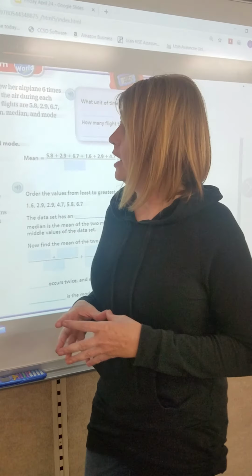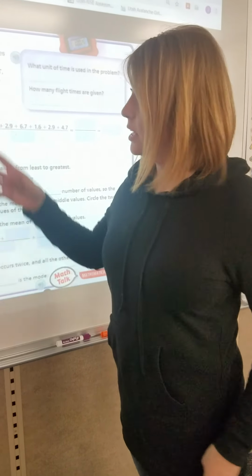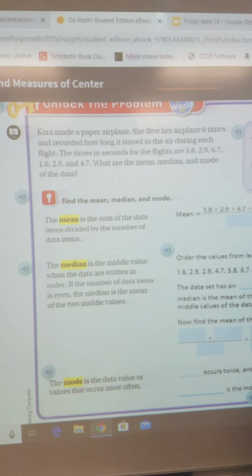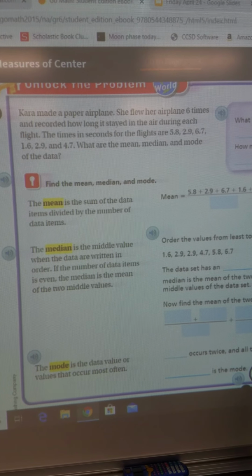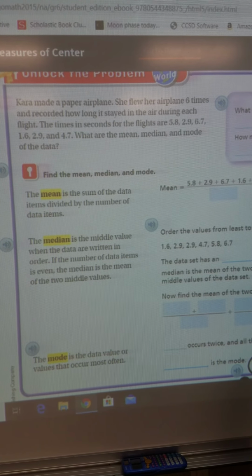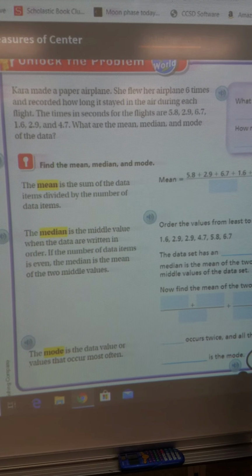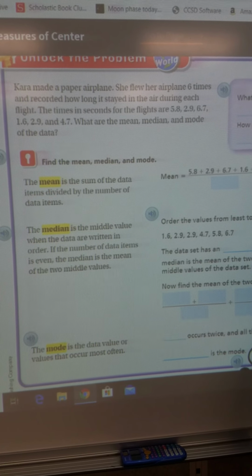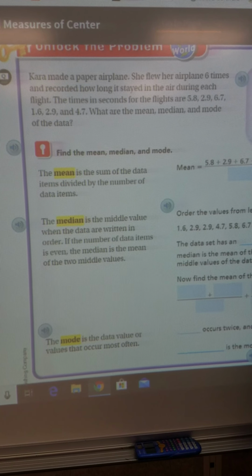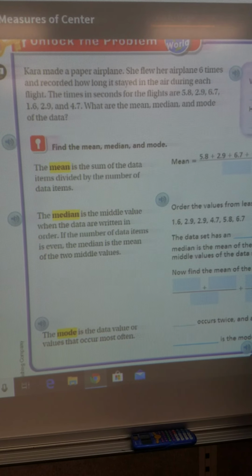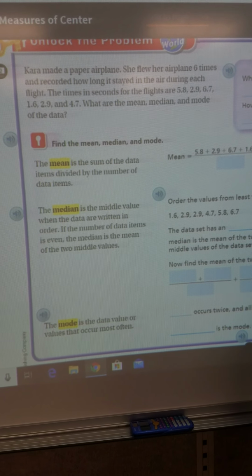Okay, looking in our book at lesson 12.6, here's our problem. It says, Kara made a paper airplane. She flew her airplane 6 times and recorded how long it stayed in the air during each flight. The times in seconds for the flights are 5 8/10, 2 9/10, 6 7/10, 1 6/10, 2 9/10, and 4 7/10. What are the mean, median, and mode of the data?